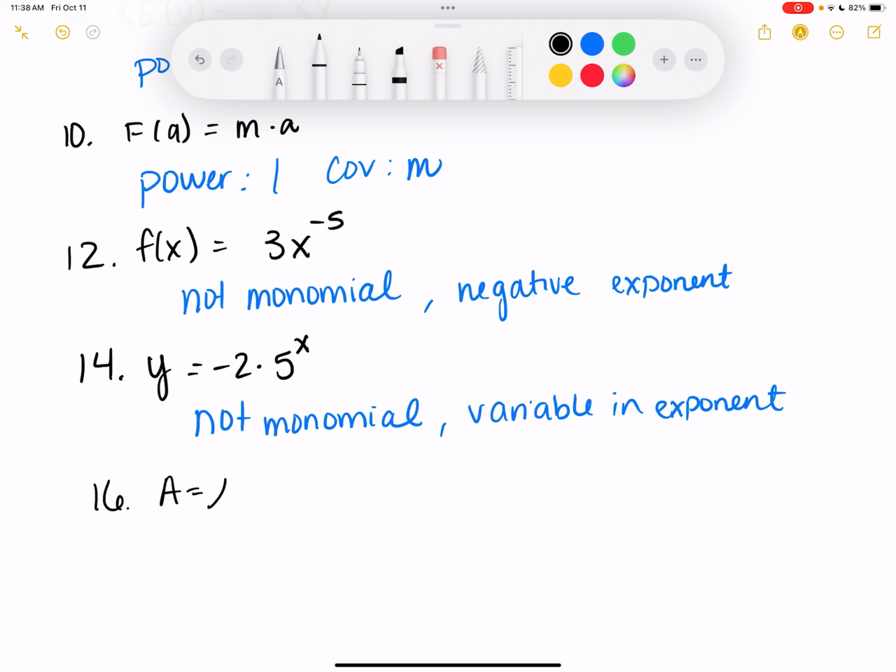A equals L times W. Is this monomial? Yes. No. Yes. I would say yes, because they told us that L was a constant, so W would be the variable. Now they want to know the degree and leading coefficient. What's the degree? 1. It would be the exponent on W. The leading coefficient is L, because they told us L was a constant.